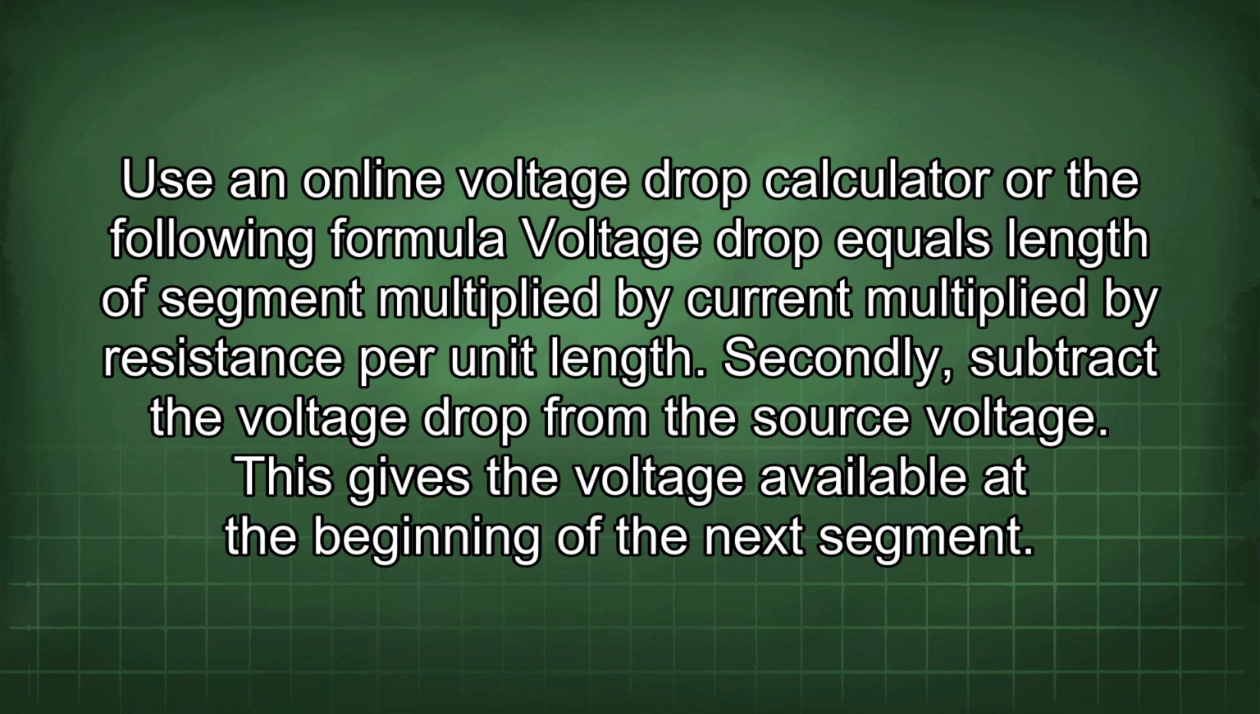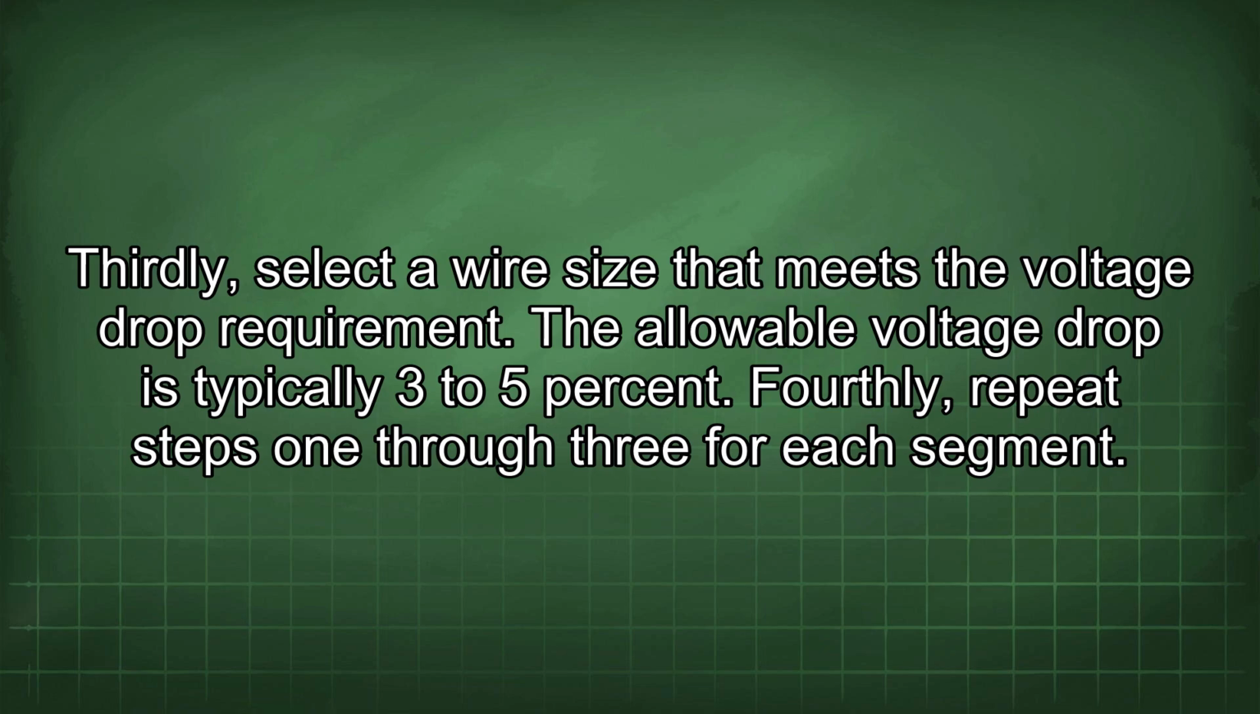Secondly, subtract the voltage drop from the source voltage. This gives the voltage available at the beginning of the next segment. Thirdly, select a wire size that meets the voltage drop requirement. The allowable voltage drop is typically 3 to 5%. Fourthly, repeat steps 1 through 3 for each segment.